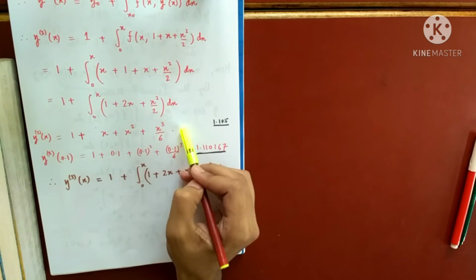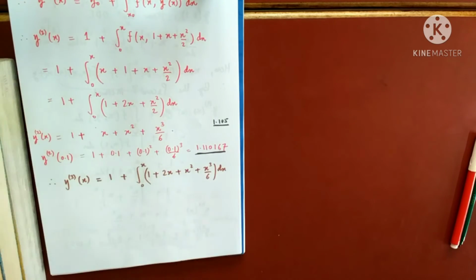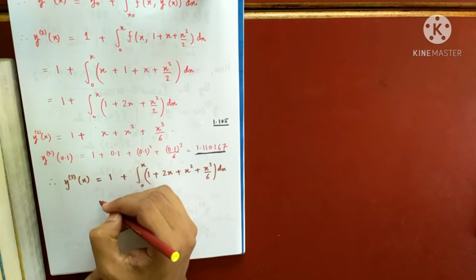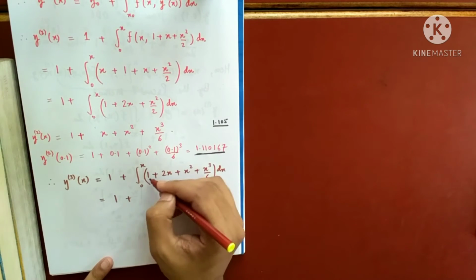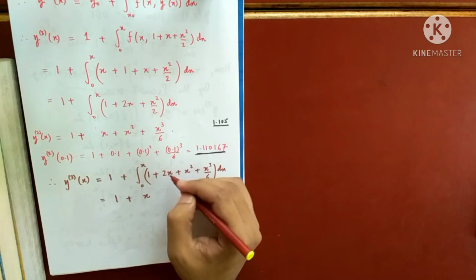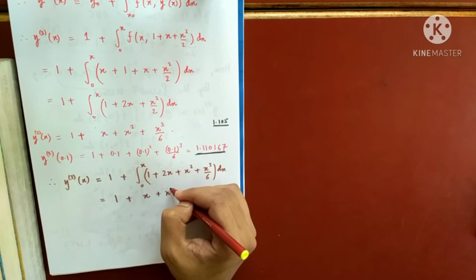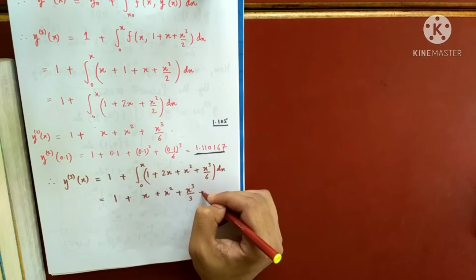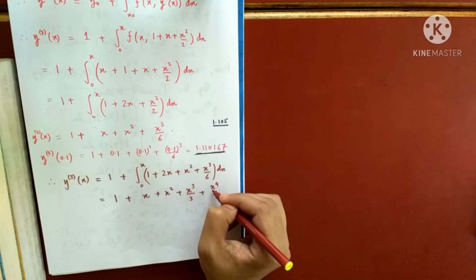So I am adding x to this quantity. x plus x will become 2x. So this is my third iteration. Please integrate and check what we are getting. We get 1 plus the integration of 1, which is x, the integration of 2x is x square, the integration of x square is x cubed by 3, the integration of x to the power 3 is x to the power 4 by 4. So 4 times 6 is 24.